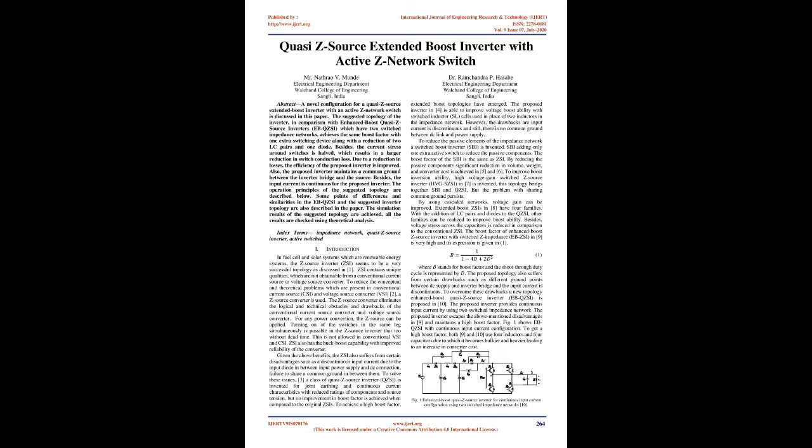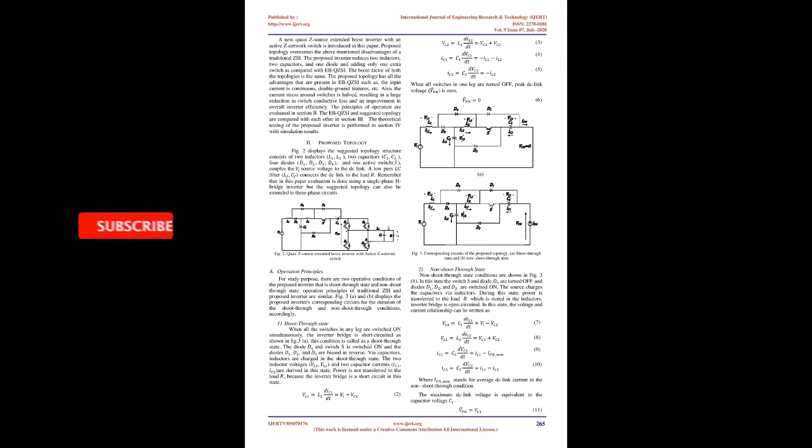The proposed inverter in [4] is able to improve voltage boostability with switched inductor, SL, cells used in place of 2 inductors in the impedance network. However, the drawbacks are input current is discontinuous and still, there is no common ground between DC link and power supply. To reduce the passive elements of the impedance network, a switched boost inverter, SBI, is invented. SBI adds only one extra active switch to reduce the passive components. The boost factor of the SBI is the same as ZSI. By reducing the passive components, significant reduction in volume, weight, and converter cost is achieved in [5] and [6].